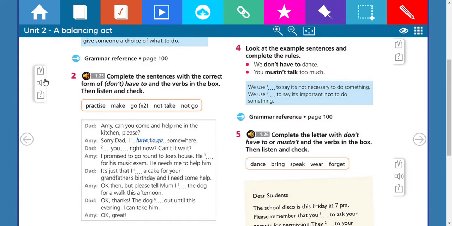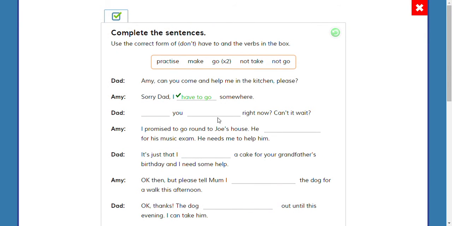Okay, let's see. Let's listen. You here have two forms to do the activity. Number one is use the correct form of do. Could be don't, doesn't, it depends. Have to or has to. And the verbs in the box.